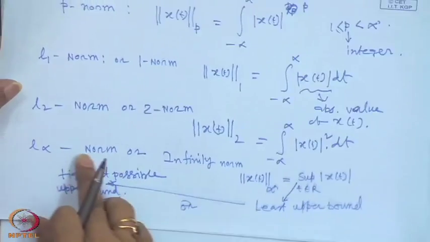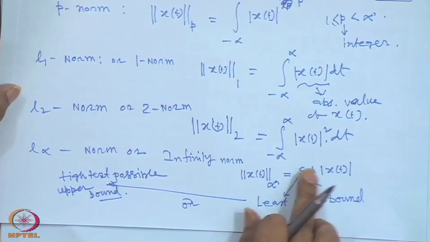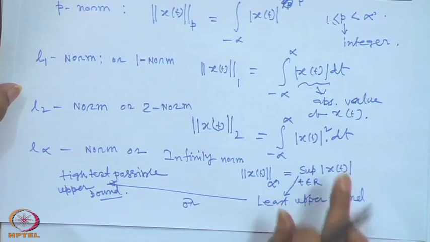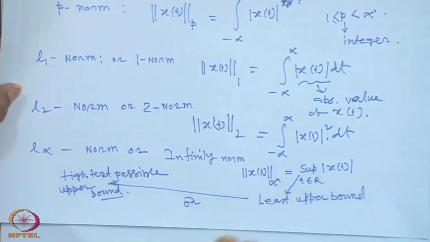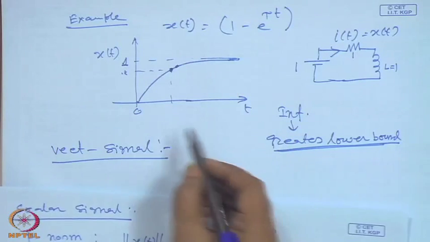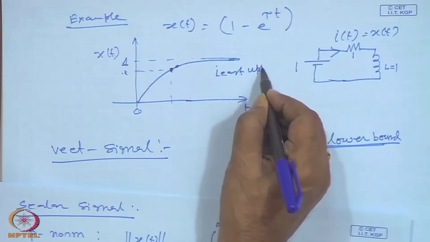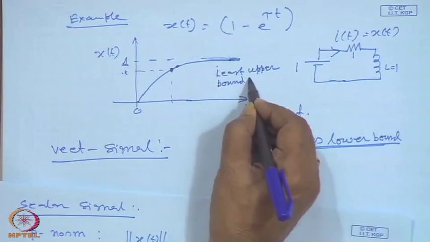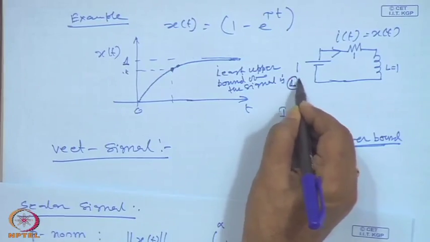So in case of a signal, once again I am telling you, the infinity norm of a signal is the absolute value of the supremum value. Okay? So this indicates the meaning of least upper bound. For this example, the least upper bound of the signal is 1, or the supremum value of the signal is 1.